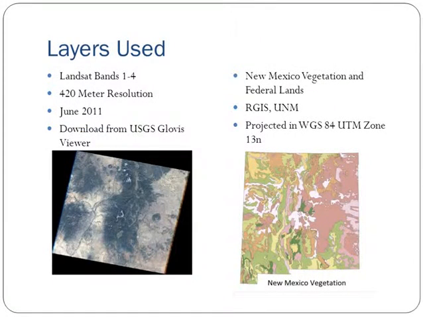The layers I used were Landsat bands 1 through 4, 420 meter resolution, June 2011. I downloaded these from the USGS GloVis viewer. I also started with 2 vector layers, New Mexico vegetation and federal lands. I got these from the RGIS UNM site. Those I projected in WGS 84 UTM Zone 13N.